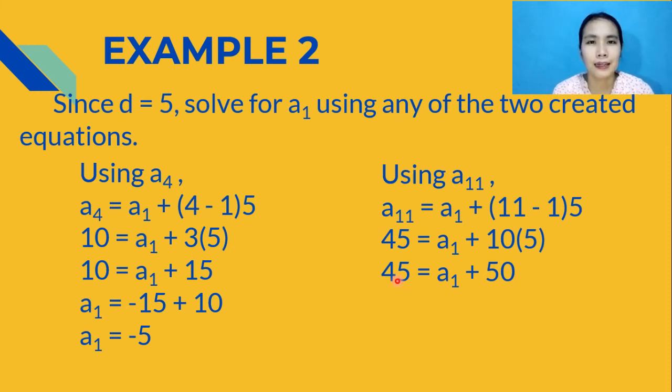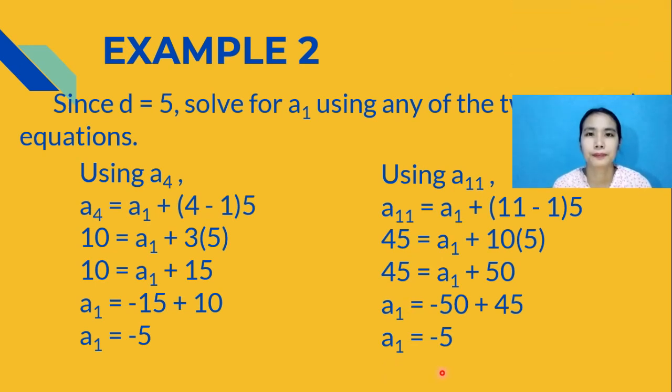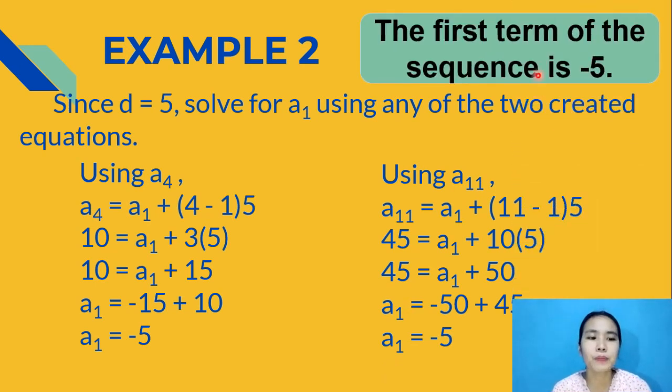We apply APE, or addition property of equality. We add negative 50 to both sides to eliminate this 50 beside a sub 1. 45 plus negative 50, or negative 50 plus 45, is equal to negative 5. A sub 1 plus 50 plus negative 50, the 50 will be cancelled, so the remaining is a sub 1. Therefore, using a sub 11, our a sub 1 is still equal to negative 5. So the first term of the given sequence is negative 5.